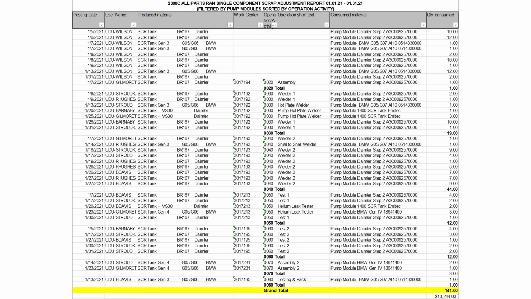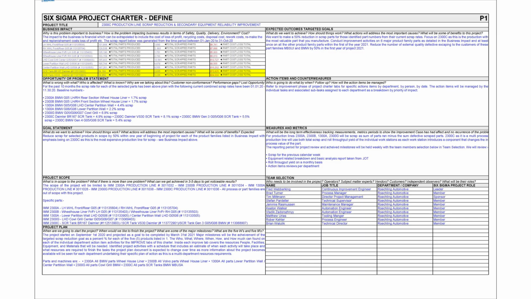This is an SAP report that I sorted and filtered in an Excel spreadsheet that details the breakdown of all the scrap single component categories, which I filtered by pump module. This is my define phase of the project.